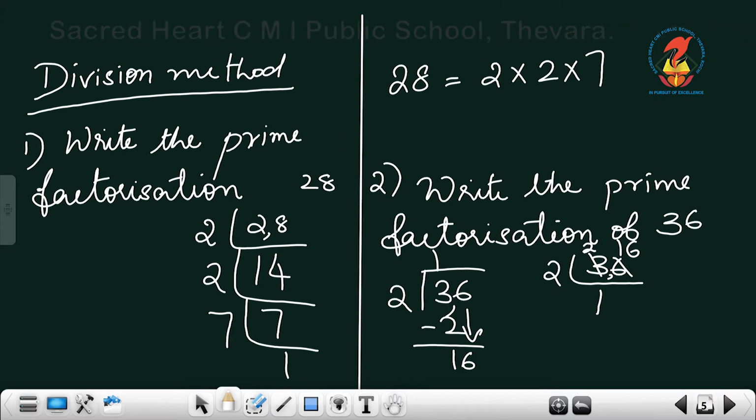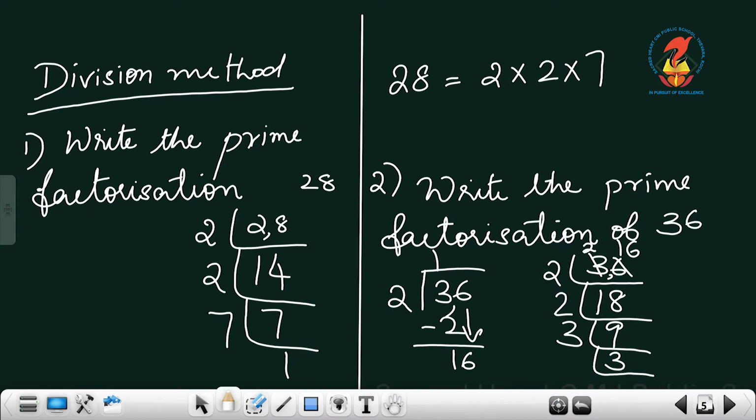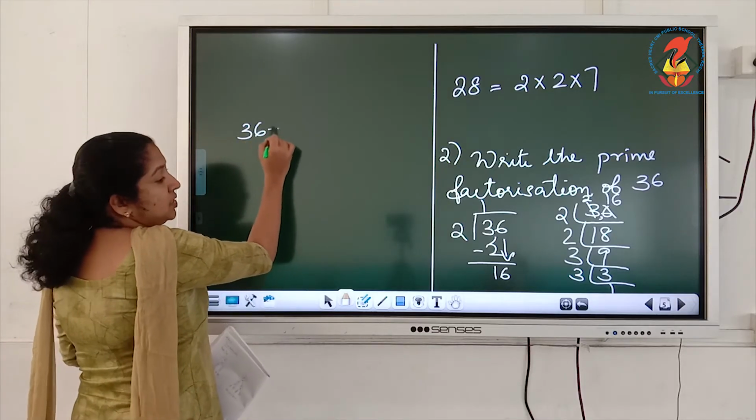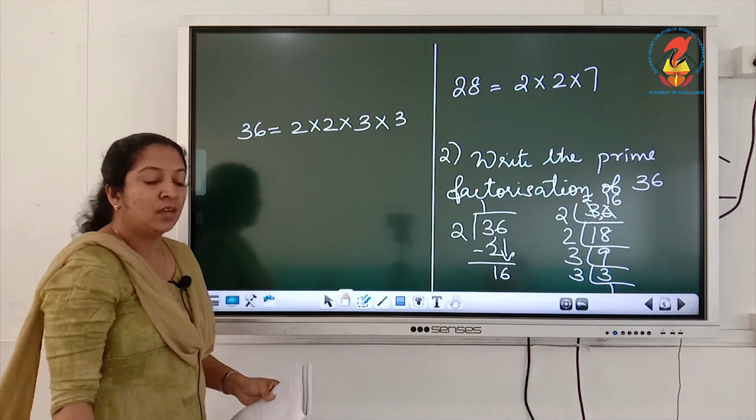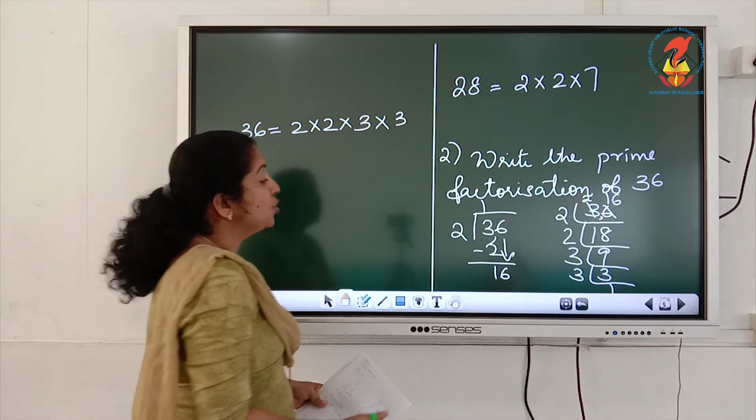So 3, how many 2's in 3? It is 1. So we are taking only 2. The remaining 1 should go along with the 6. So it becomes 16. Then we have to check how many 2's in 16. 8 2's are 16. Next least number is 2. So how many 2's in 18? 9 2's are 18. Then 9 we can write as 3 3's are 9. So 3 is a prime number like this. So the prime factorization of 36 is equal to 2 into 2 into 3 into 3.